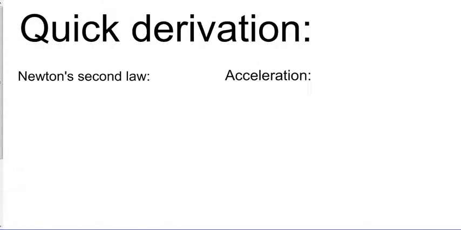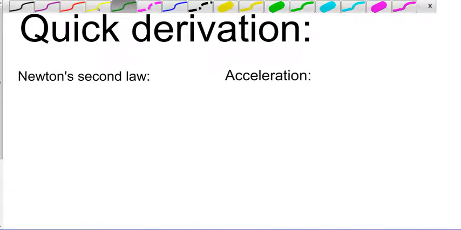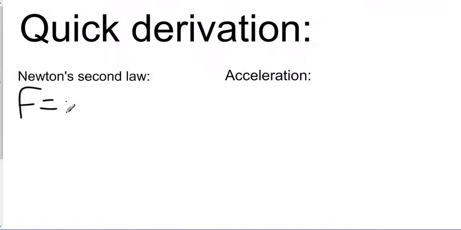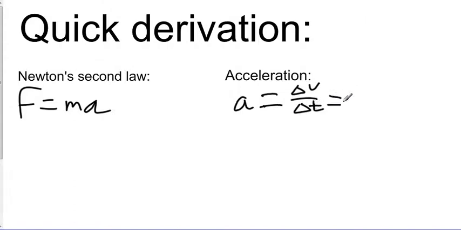All right, so let me show you the quick derivation. Let's put this in a different color. All right, Newton's second law, F is equal to ma. In acceleration, the basic definition we have is a is equal to delta V over delta T. And we can think of this as Vf minus V naught over the change in time. And so, if you look at this equation, we have F equals ma, and we have a is equal to this. All we're going to do is plug this into this equation over here.